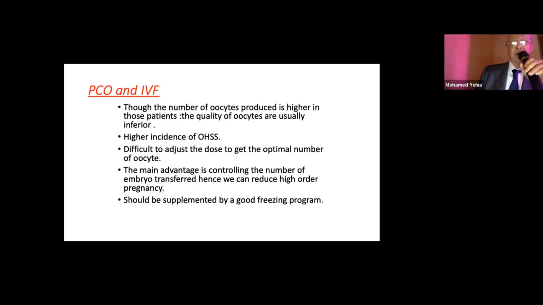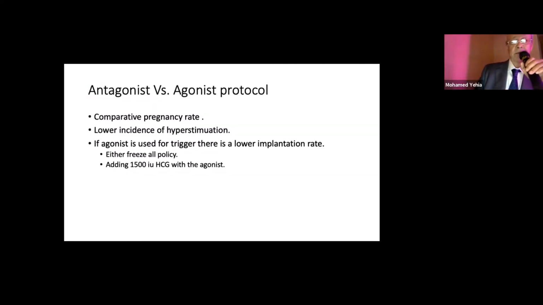It's very difficult to adjust the dose to get the optimal number, which is between 11 and 15 oocytes. It's very, very difficult. Occasionally, half an ampoule will get you to the hyperstimulation range, and half an ampoule will get you no response. The main advantage is controlling the number of embryos transferred. Hence, we can reduce the number of high-order pregnancies. It should be supplemented with a good freezing program, because a lot of these patients will need to freeze their embryos. Should we use agonists or antagonists?